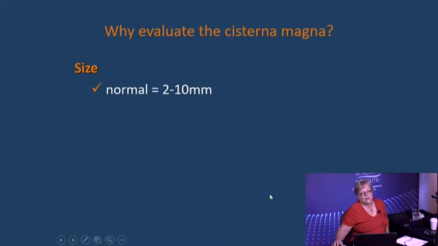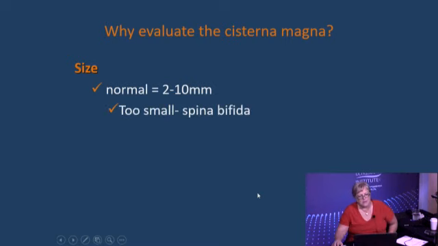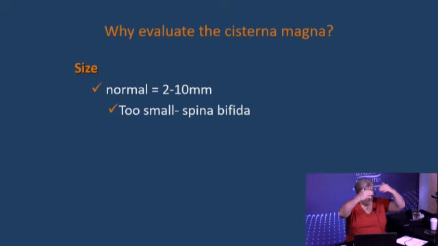Okay, so why evaluate the cisterna magna? Well, because with spina bifida, this is one of our best clues that there's an open neural tube defect: we have an obliterated or too small of a cisterna magna, because it's a fluid-filled space. So if there's a defect down in the spine, that fluid is leaking out. So what happens to our cisterna magna? All that fluid is leaking out. So now the cerebellum, where it was nice and round, becomes more banana-shaped because it's being pulled down into the lower part of the skull.